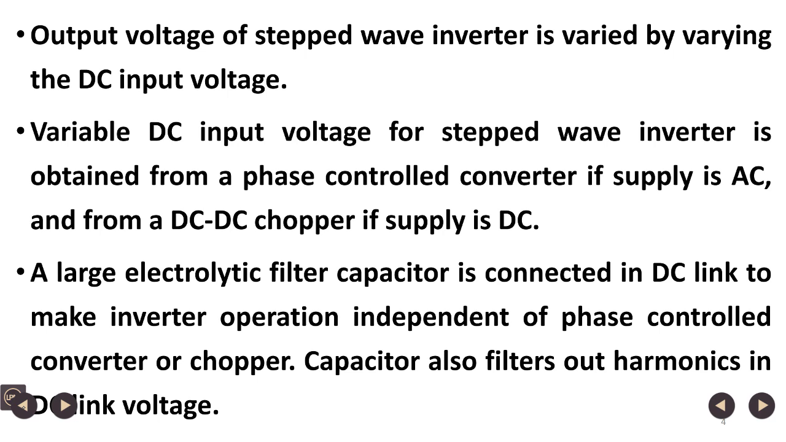And if the available supply is DC, then it is changed to a variable DC using a DC to DC chopper, and output of the chopper is fed to the stepped wave VSI, and by varying the duty ratio of the chopper, input voltage of the VSI is varied and hence output voltage is varied. And a large electrolytic filter capacitor is connected in the DC link to make the inverter operation independent of the phase control converter or chopper. Capacitor also filters out harmonics in the DC link voltage. So, the filter capacitor is a part to maintain the DC link voltage constant.